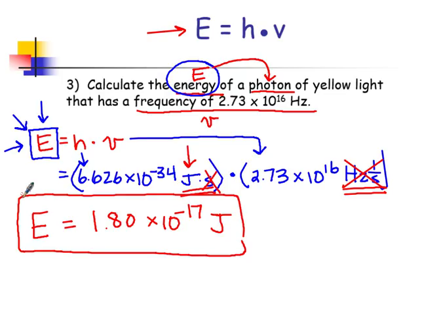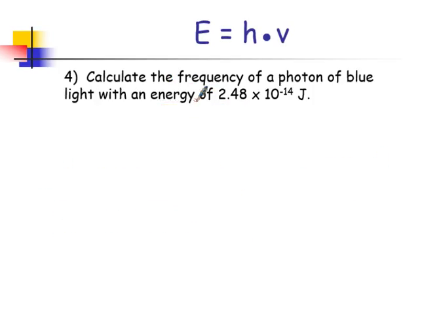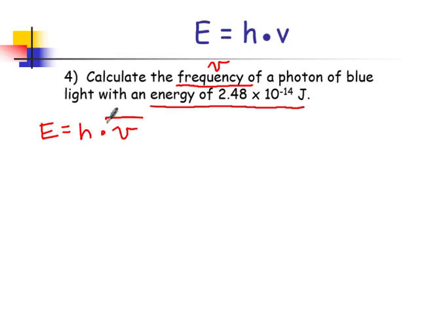So a teeny answer, just like we expected. So that's a little too easy, right? Let's pick it up a notch. So now, find the nerd words, calculate the frequency of a photon of blue light this time. So it's different than yellow light, and it's got an energy of this. So we write our equation. E is equal to H times V. We're calculating the frequency.